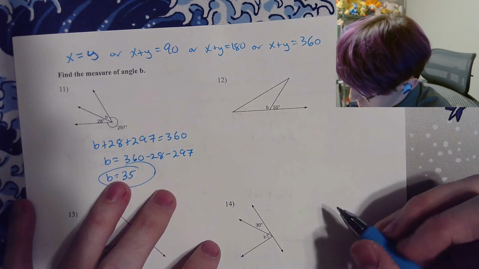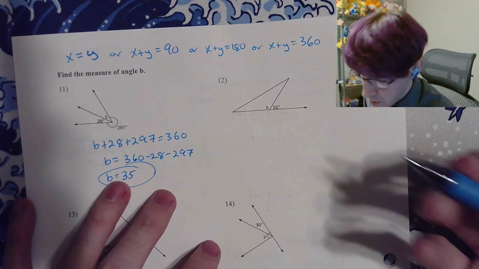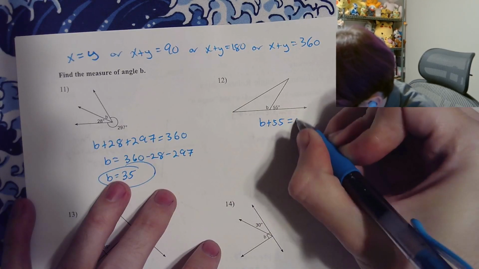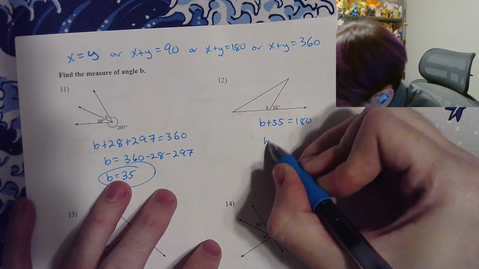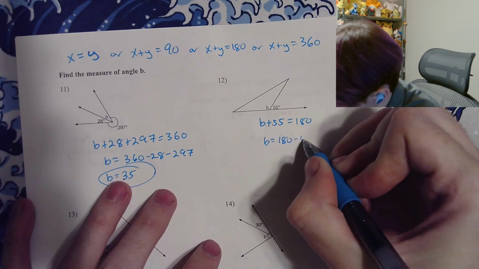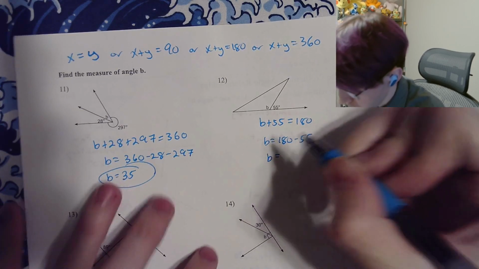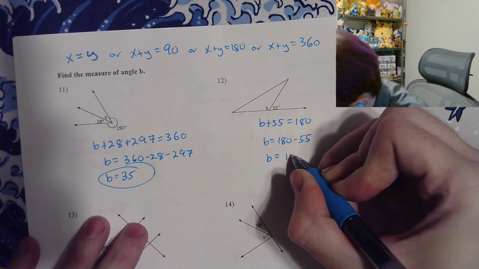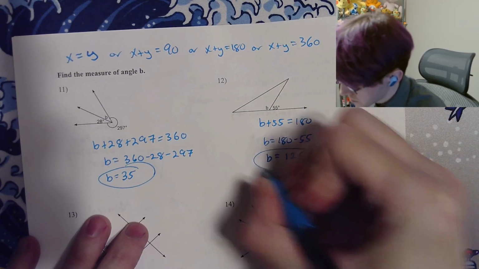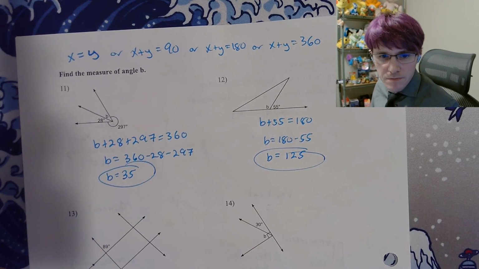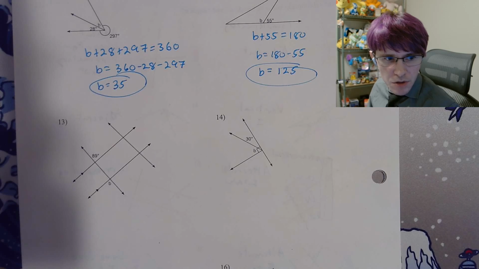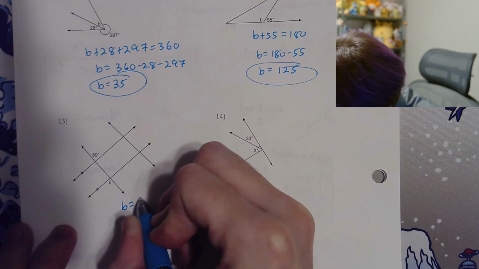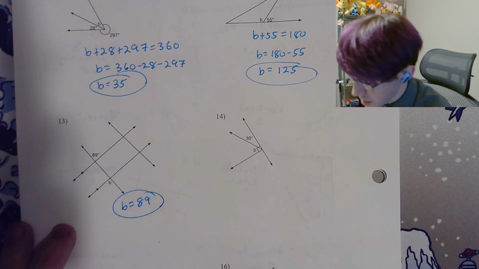Here we go. Number 12, straight lines. Straight lines add up to 180 every single time. B plus 55 is equal to 180. We'll subtract 55 on both sides. I'm showing maximum work. You do not need to show this work on the actual test. We can do this in our heads. That one's going to be 125. Let's keep on moving. The good news, number 13, is super simple because they're alternate exterior angles. Alternate exterior angles are always equal to each other, so we just write B equals 89 and we're done.